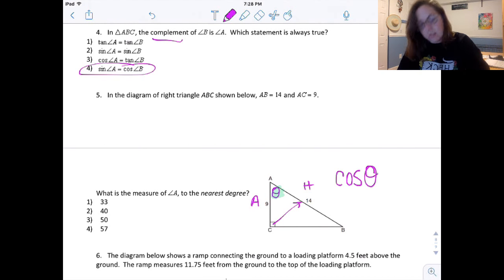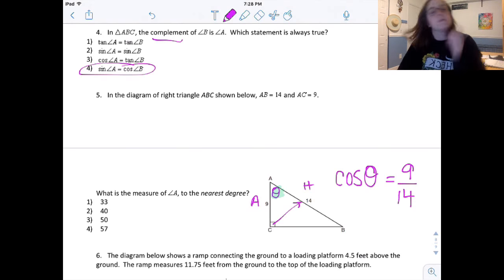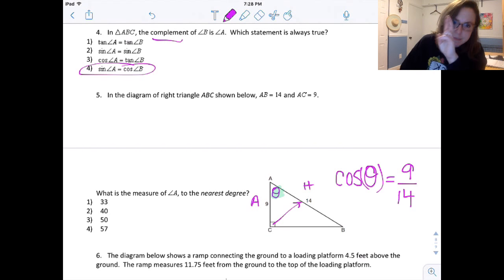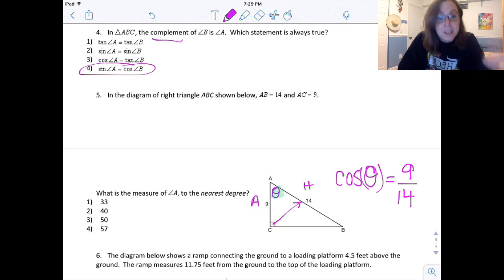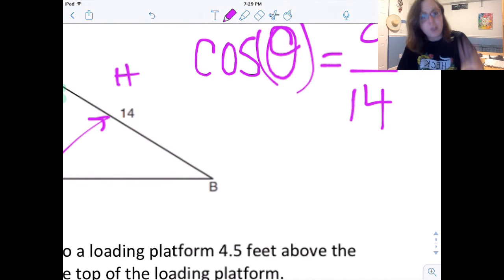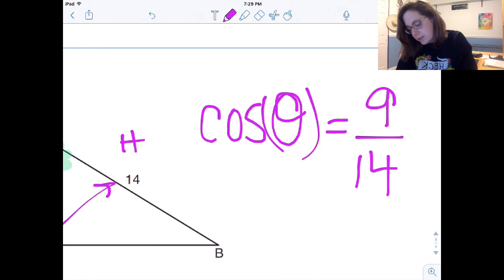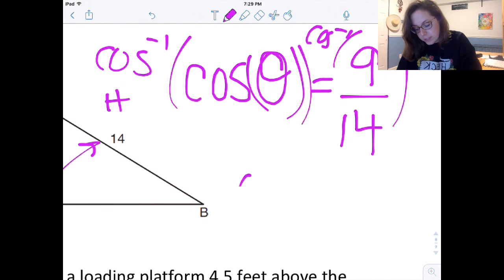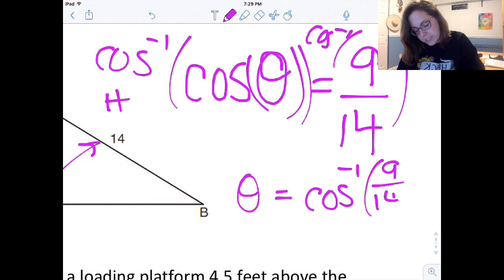So cosine of the angle equals the adjacent over the hypotenuse. Now, dividing here isn't going to help. Cross multiplying here isn't going to help because cosine and theta are married. We can't break them up with multiplication or division or any of that. The only thing I can do here is take the inverse operation. The inverse of cosine is cosine inverse. So if I take the cosine inverse of both sides, what I get, well, cosine inverse of cosine is just theta, is cosine inverse of 9 over 14.